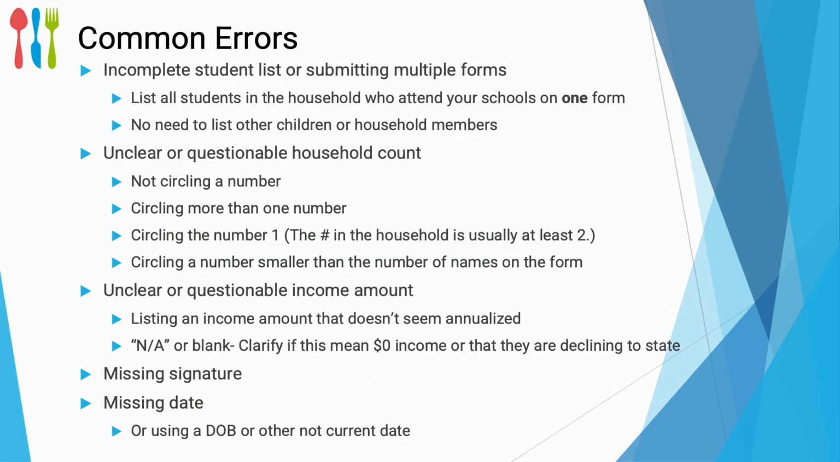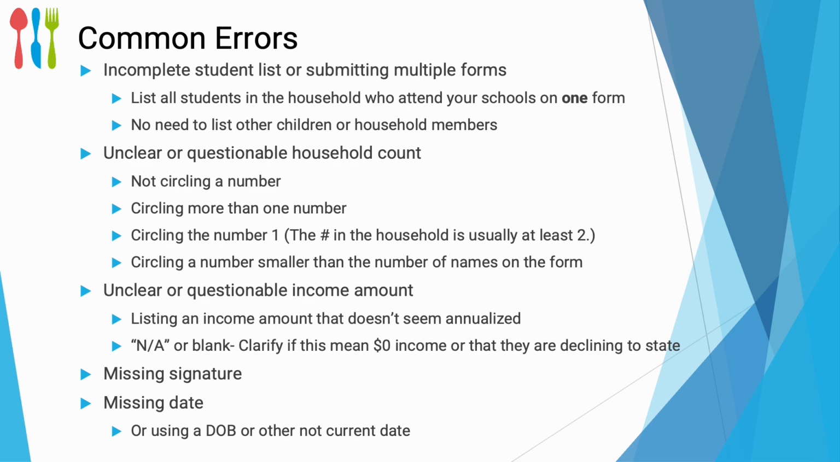Some common errors on the alternative income form to be aware of is, again, not listing all the students on one form. They don't need to do multiple forms. Just make sure that they list all the students who go to your school or network of schools. Another common problem is an unclear or questionable household count. So either not circling one of the numbers, circling more than one number, or circling a number that seems too small. If they only circle one or fewer people than are listed on the form, then that's going to be a problem.